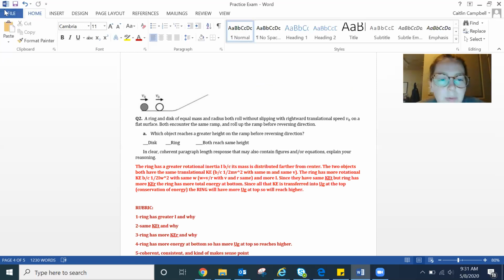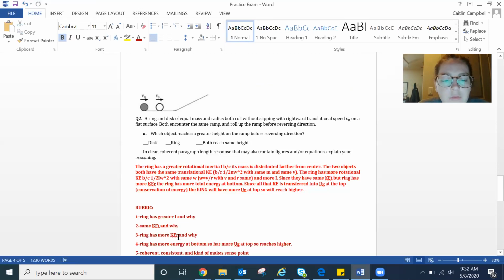So let's think about at the bottom, they both are rolling without slipping. So they've got the rotational and the translational. Translational kinetic energy is 1/2 mv squared. It says they have the same mass and they have the same v. So that means they have the same translational kinetic energy. So that is your second point. It doesn't have to be in this order, but somewhere saying they have the same translational. And your reasoning is just same mass, same velocity with 1/2 mv squared.